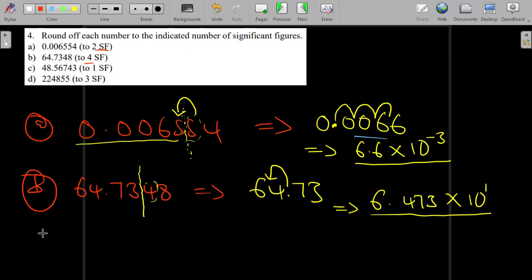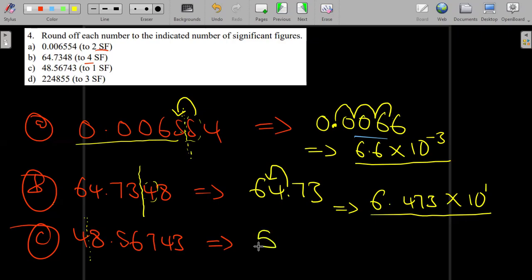All right, and then C, they're saying 48.56743. They want us to round off this number to 1 significant figure. Okay, so 1 significant figure means I'm going to come there. Is this 8 greater than or equal to 5? Yes, so it's going to be 5. And then where those 8 there, I'm going to put 0.